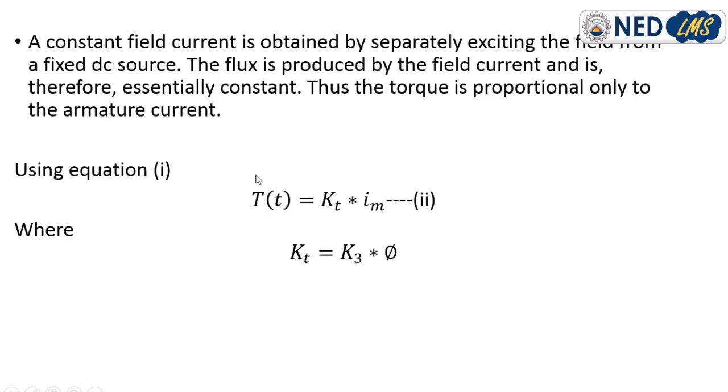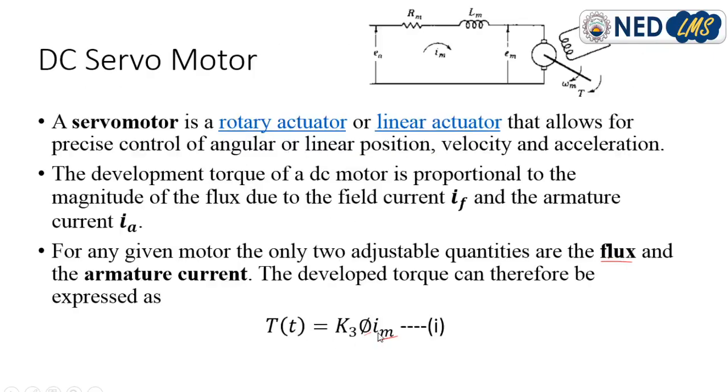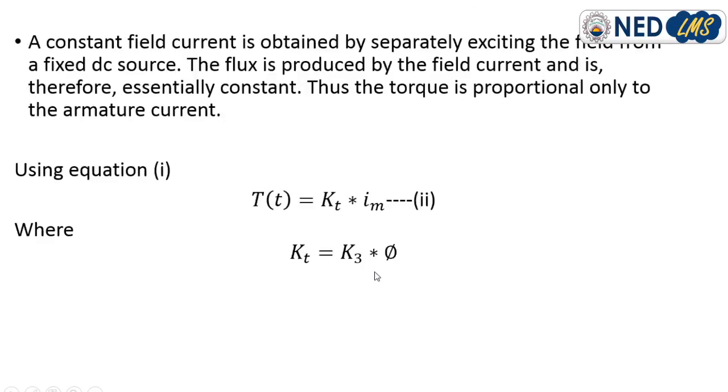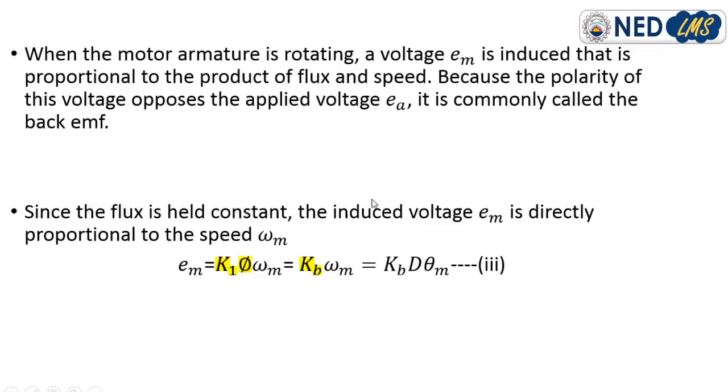So I can write this equation number 1, K3 phi Im. This phi is now also constant because my field current is constant, because my field is connected to a fixed source, so this flux will be constant. K3 is already a constant, and phi is now constant because we have a fixed DC source at the field. So we replace this K3 phi with KT, and my equation number 1 becomes KT Im. That means in this method we can control this torque only by adjusting the armature current.